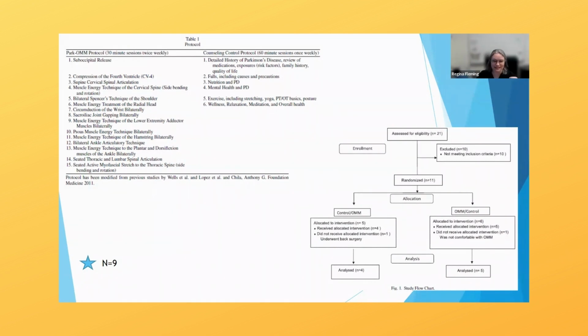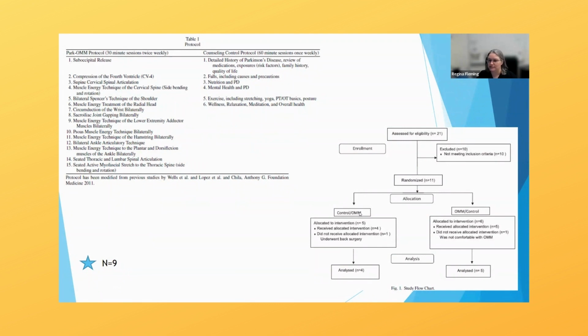So what they did was this study took place basically over 12 weeks, and they had two arms here. Their control group would have started off with 6 weeks of counseling. They showed up for 1 hour each week, and the first one would have been a detailed history of Parkinson's disease. I'm going to point out here that they included counseling on falls, including the causes and precautions, because the first part was really education for the patients. So they did 6 weeks where they met for a 60-minute counseling session.